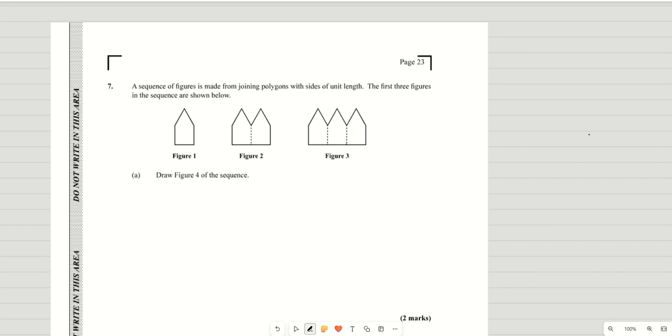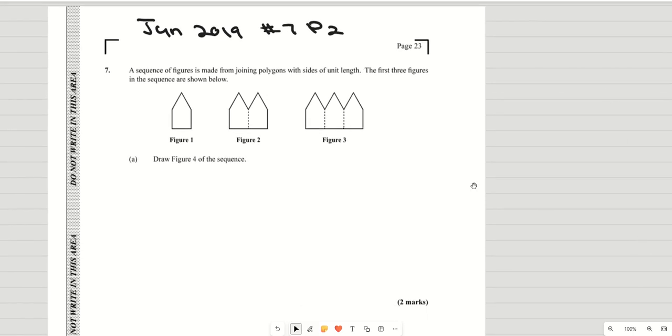Hi, good day everyone. So today we'll be doing January 2019, number 7, paper 2. These questions, number 7, are typically our sequence questions.